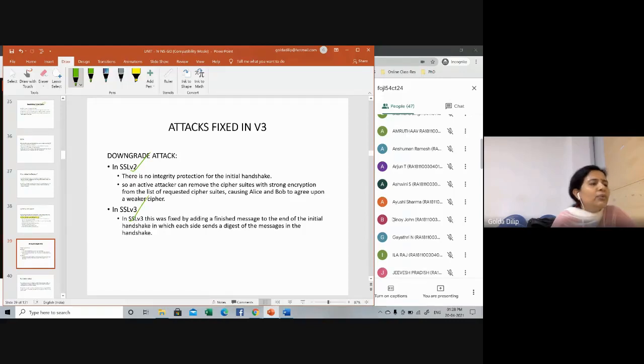Hardcore hackers are the people who do a downgrade attack. I told you there are different types of downgrading attacks. It could be POODLE, or it could be FREAK or Logjam, which were discussed by many people, different people in the class.